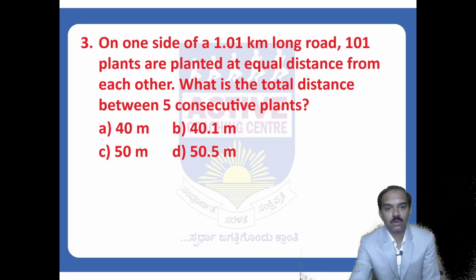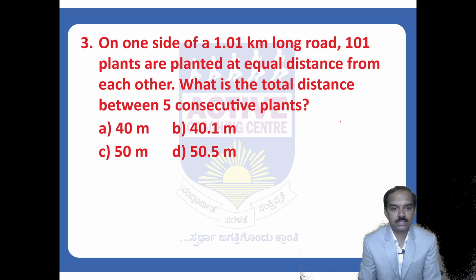Moving on to the next one. On one side of a 1.01 kilometer long road, 101 plants are planted at equal distance from each other. What is the total distance between 5 consecutive plants? Your options are 40 meter, 40.1 meter, 50 meter, 50.5 meter.